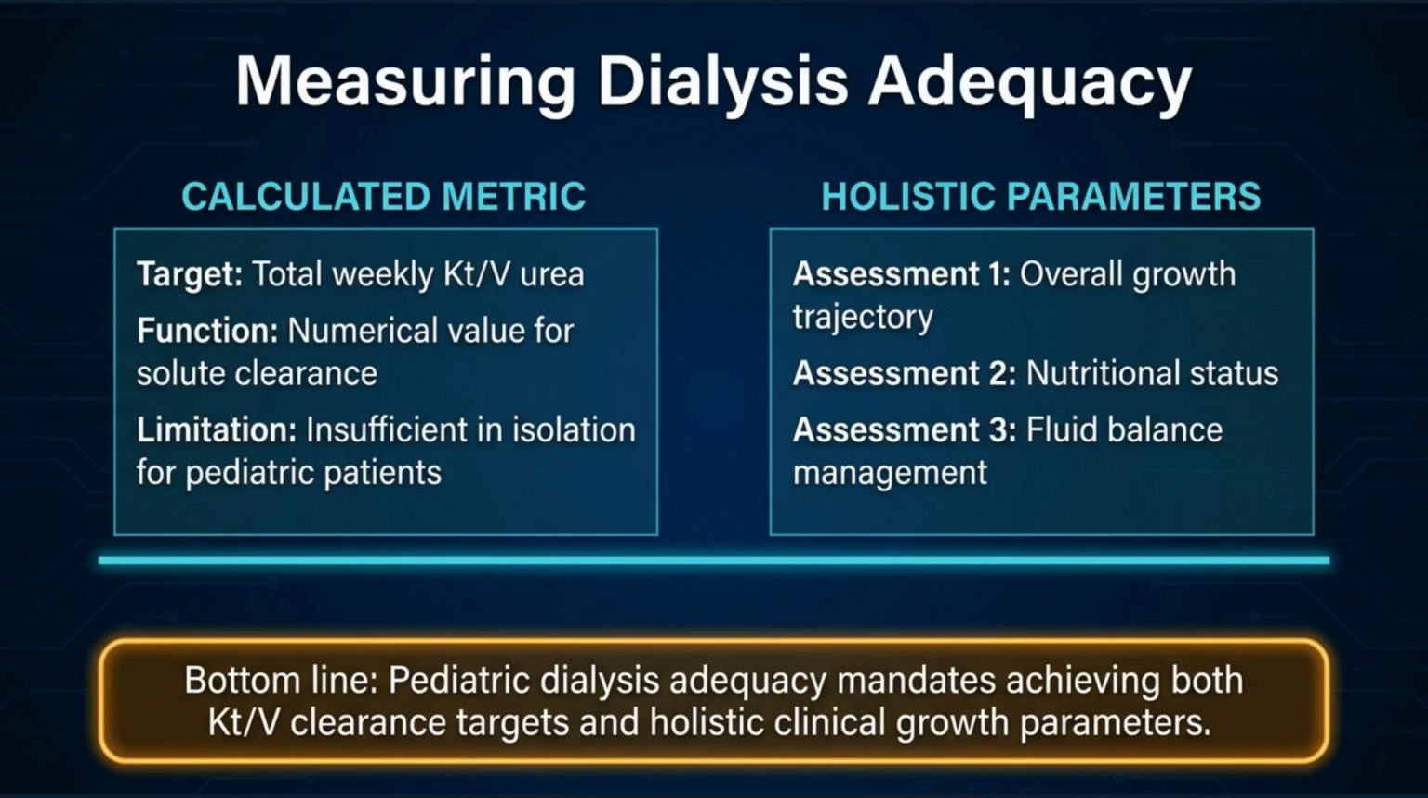After prescribing the dialysis, you must ensure it is working. The adequacy of peritoneal dialysis is traditionally measured by calculating total weekly Kt/V urea. This provides a numerical value for clearance. However, this number alone is insufficient for pediatric patients. Clinical parameters are equally important and must be integrated into your assessment. You must evaluate the patient's overall growth, nutritional status, and fluid balance. A patient with an acceptable Kt/V who is failing to thrive or constantly fluid overloaded is not receiving adequate dialysis. Measuring adequacy requires both the calculated clearances and a holistic clinical picture.